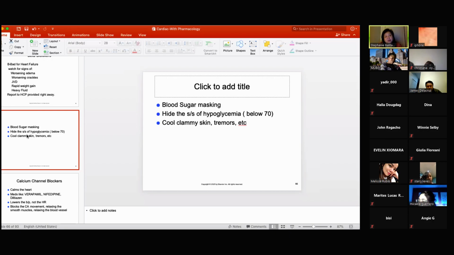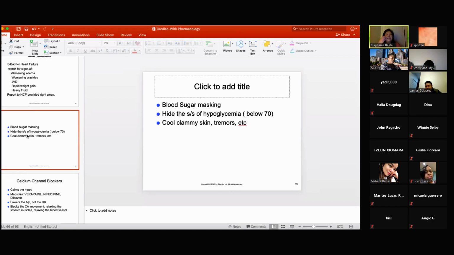So you will not feel cool, clammy skin, the tremors of hypoglycemia. You could get fooled, but your blood sugar has already dropped. So this is one of the very distinct. So if your patients are diabetics and they are on oral diabetic medications, we have to watch out if they're also taking beta blockers, because you will never know.